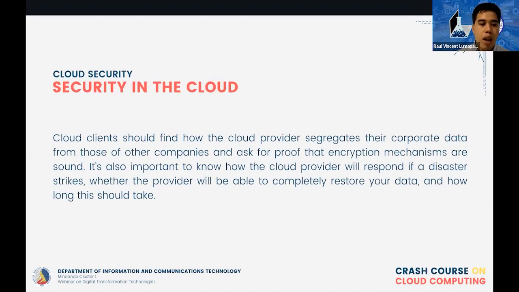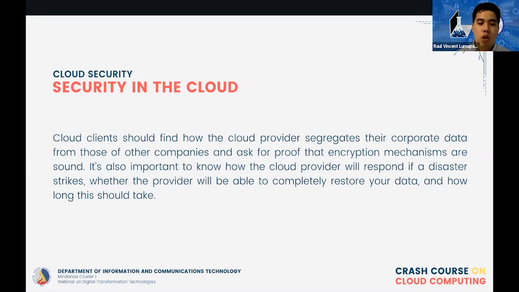So cloud clients should find out how the cloud provider segregates their corporate data from those of other companies and ask for proof that encryption mechanisms are sound. So always be smart and ask. It's not a big problem to ask if their security mechanisms are okay or not. They would always say they're secured, but do your research, look at the problems they encountered in the past years, and whether there are no breaches or problems in their cloud service.